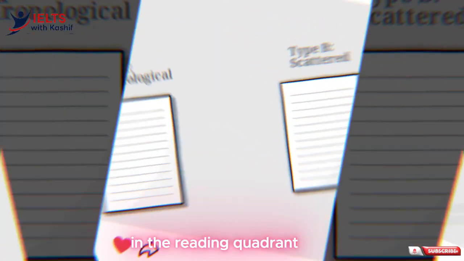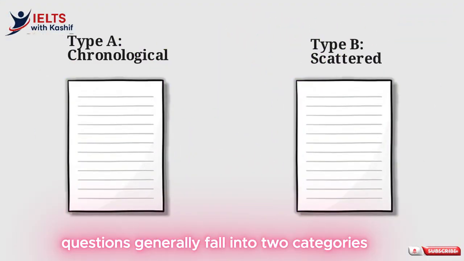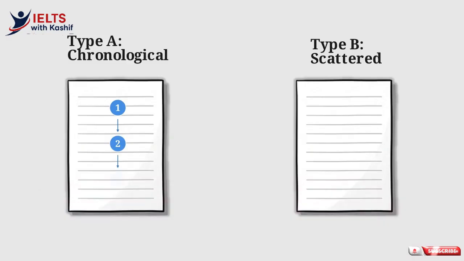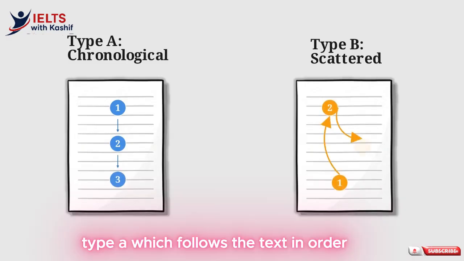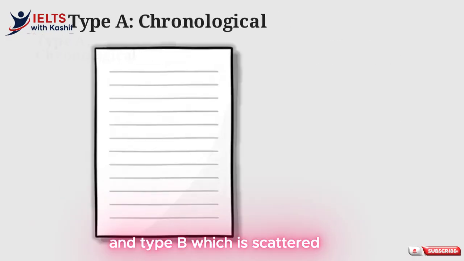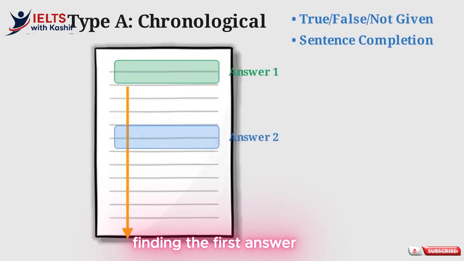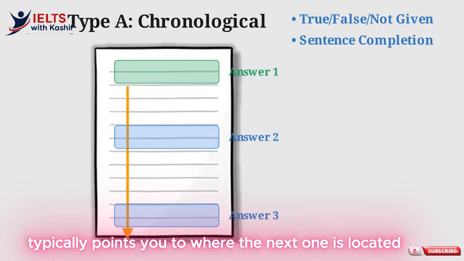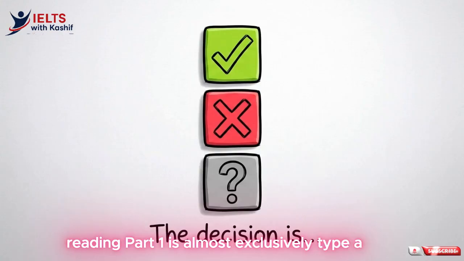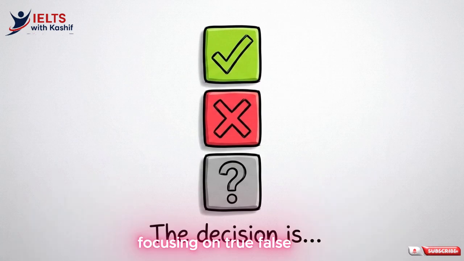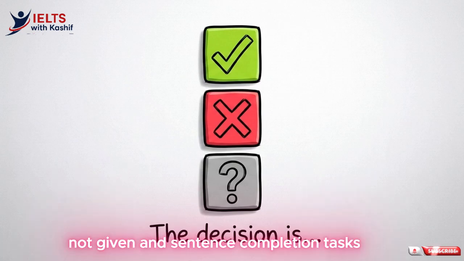In the reading quadrant, questions generally fall into 2 categories: Type A, which follows the text in order, and Type B, which is scattered. Type A questions are chronological. Finding the first answer typically points you to where the next one is located further down. Reading Part 1 is almost exclusively Type A, focusing on true, false, not given, and sentence completion tasks.